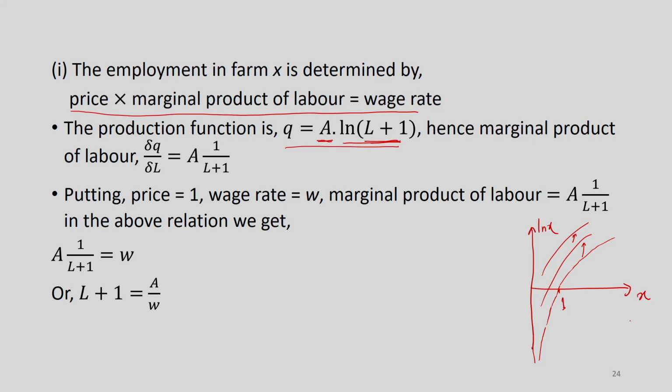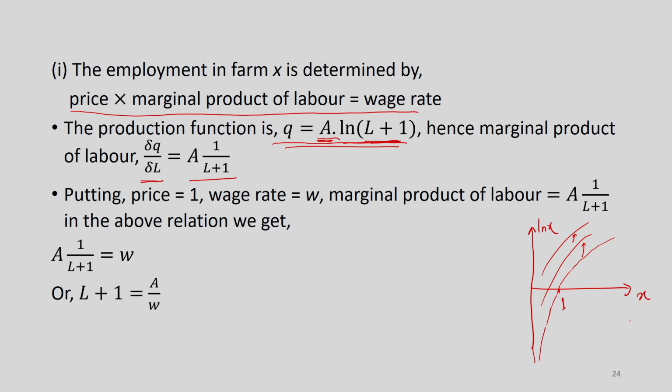Now, the main point is that we have to find out the marginal product of labor from this production function. Now, as we know, the marginal product of labor is found out by taking the derivative. Here it will be a partial derivative, because A might also vary. So, I take the partial derivative of Q with respect to L, and that gives me A divided by L plus 1, okay, a simple derivative of a logarithmic function.